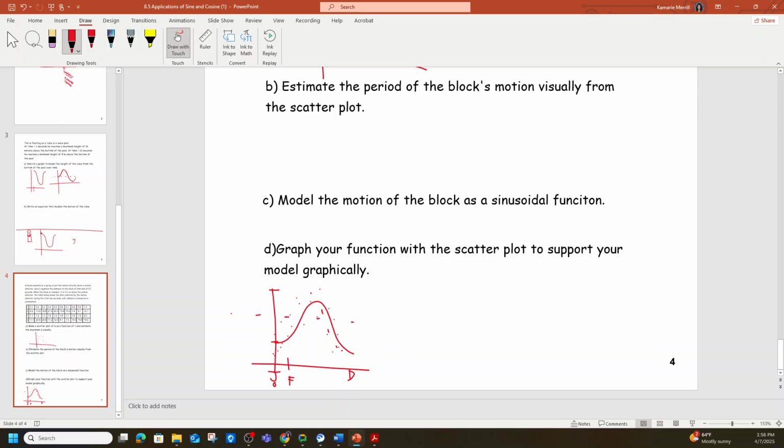You guys are still going to come up with your midline. Just call your period 12, for all I care, because it's 12 months. And once you have a model, I could say, hey, in month 5, let's estimate what the temperature would be. Does that make sense? That's how your homework is going to work.